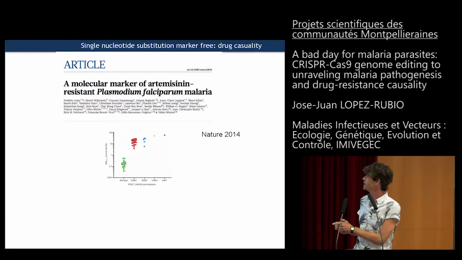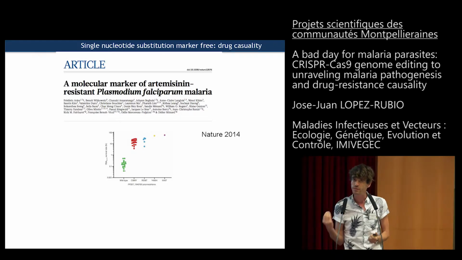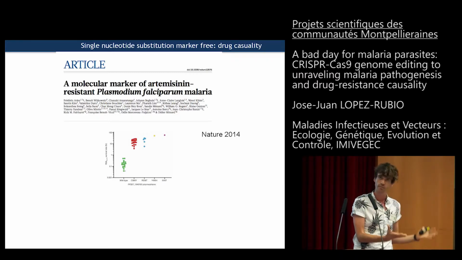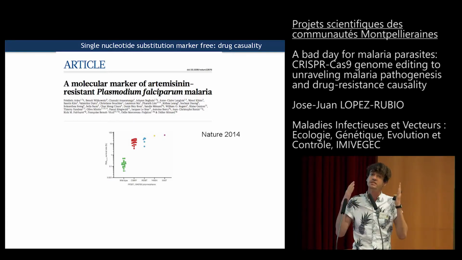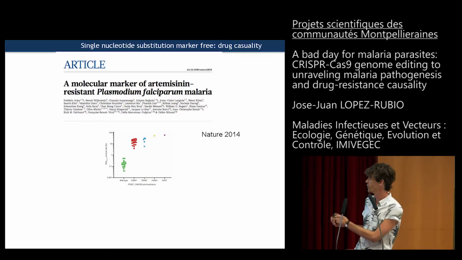So in 2014, a group from Pasteur identified by association study some mutation in a gene that could be responsible for the resistance to artemisinin. But the real experiment was missing. What is the real experiment? The real experiment is: I have sensitive parasites, then I change that amino acid, and then I check if they become resistant to artemisinin. So this, before Cas-CRISPR, was impossible to do, or was like 1.5 years of experiment.